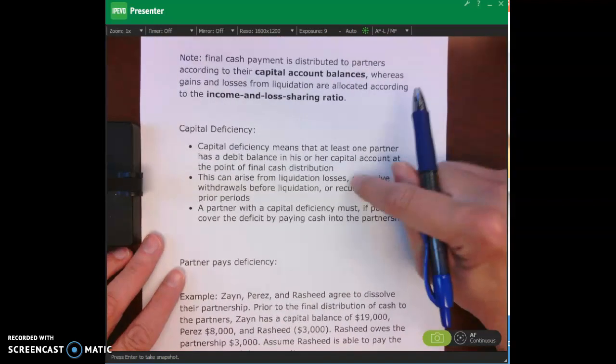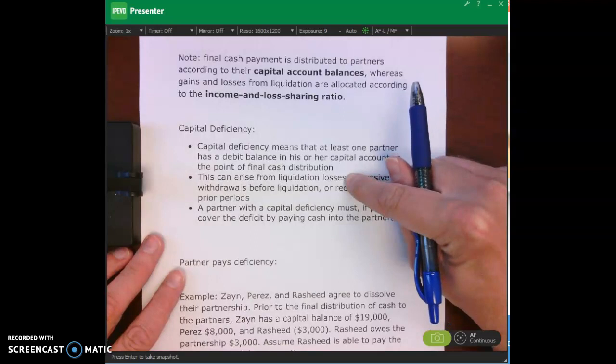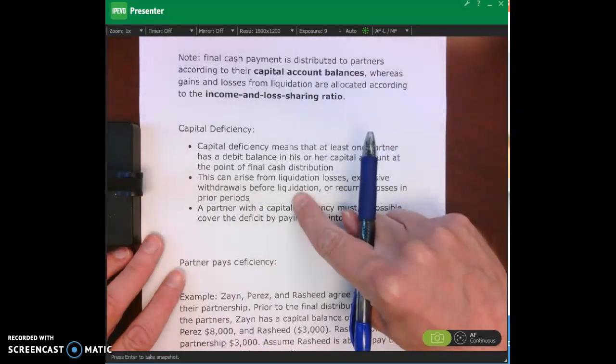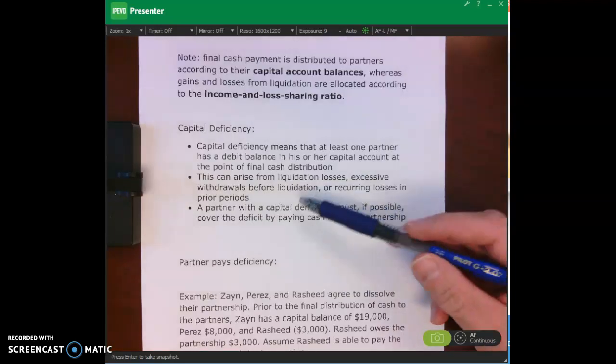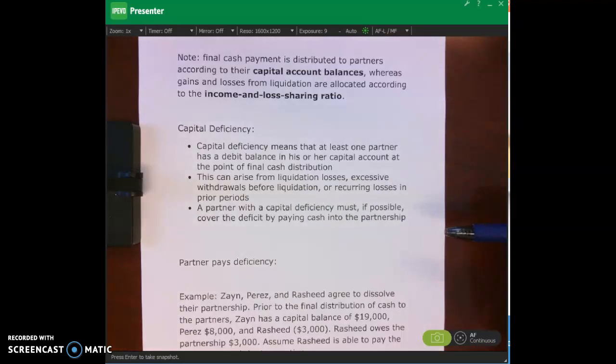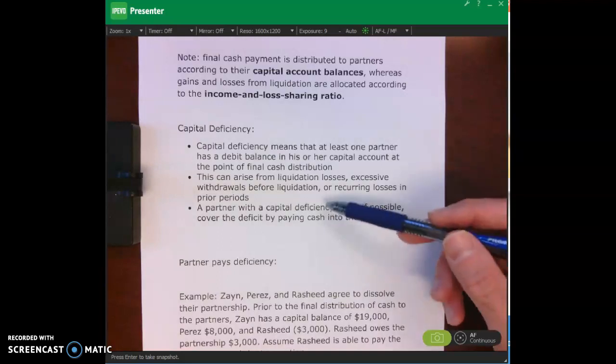How can that happen? Lots of losses from liquidation, maybe excessive withdrawals, because remember when we withdraw, we debit capital and then we credit cash, okay? Or we debit withdrawals and then we credit cash, and then the withdrawals is added into the capital account. So withdrawals will eventually decrease capital, okay? Or we could have excessive losses from prior periods. And so when we have a partner with a capital deficiency, if possible, they have to pay in cash to the partnership to cover that deficiency.